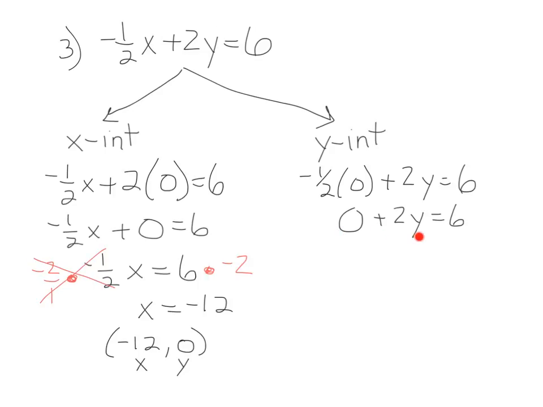What's 0 plus 2y? 0 plus 2y is just 2y. Now divide both sides of the equal sign by 2, and y equals 3. So the y-intercept is (0, 3). X comes first, then y. 0 was x, and it gave us 3. Alright, I have to go to the next page, and we'll graph this.